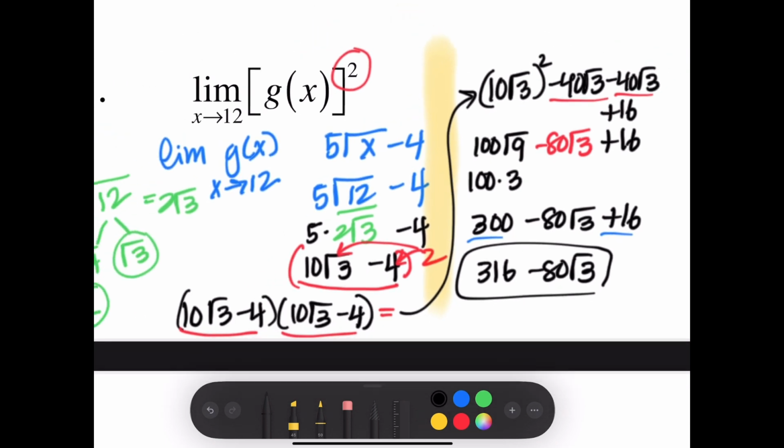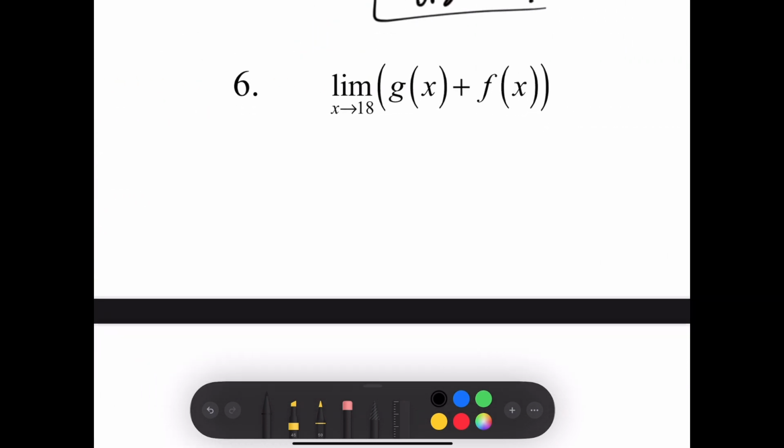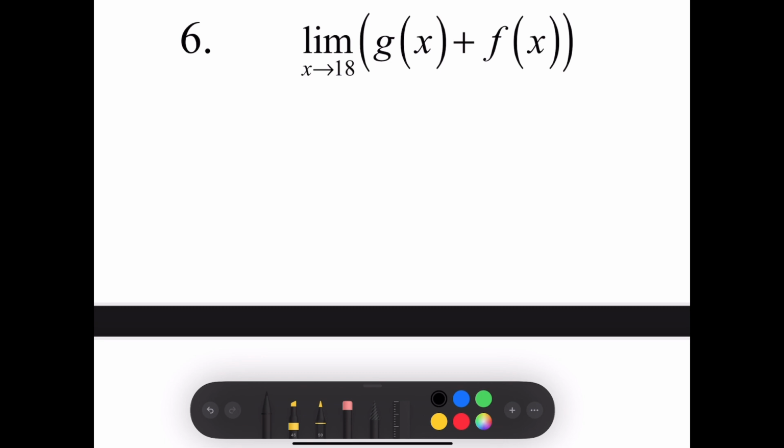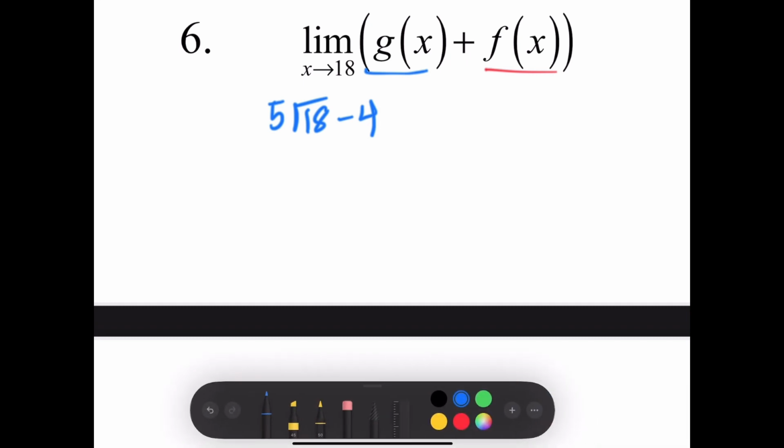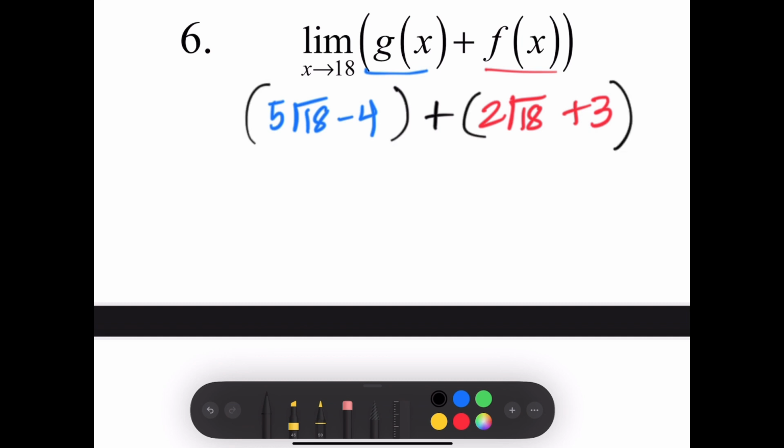Okay. Last one. Here we go. I'm going to take the limit of each of these functions individually and then add them at the very end. So I'm going to take the limit of g of x and the limit of f of x and then add those two answers. So the limit of g of x as x approaches 18, well, I'm just going to plug in 18 into my equation of g of x. And then for f of x, same thing. I take my function of f of x and I plug in 18 to find the limit. And then I'm going to add these two values.